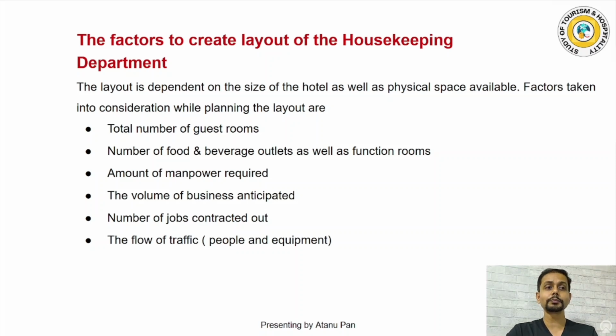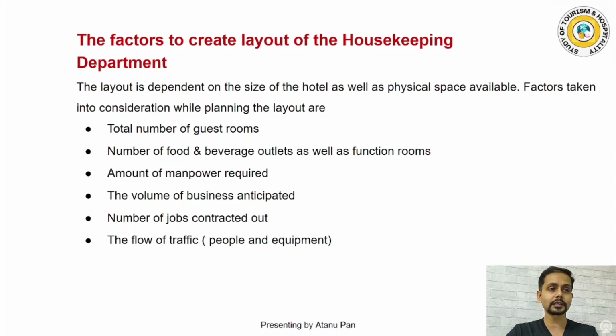The volume of business anticipated. The volume of business means the occupancy percentage. If the occupancy percentage is very high every time throughout the year, definitely the housekeeping department needs to be bigger, and if it is less, then it can be a standard one.